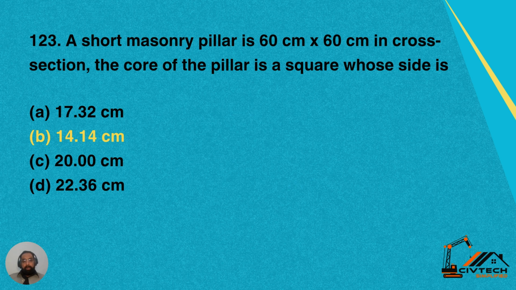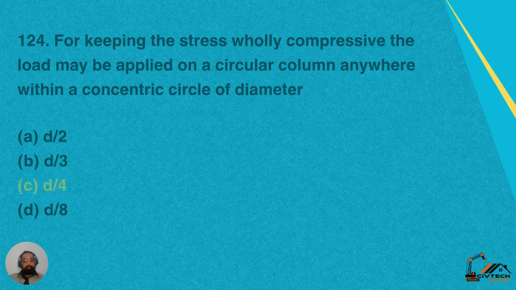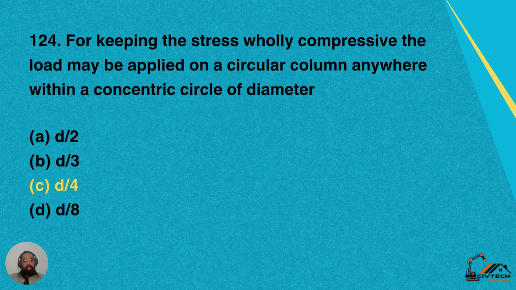In rectangular columns, the core is a rhombus of diagonals B by 3 and H by 3. 123. A short masonry pillar is 60 centimeter by 60 centimeter. It's a square section in cross section. The core of the pillar is a square whose sides are, option A, 17.32 centimeter, option B, 14.14 centimeter, option C, 20 centimeter, option D, 22.36 centimeter. So B is the correct option. 14.14 centimeter is the correct answer for this question.